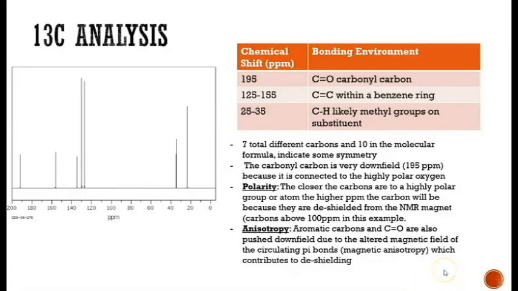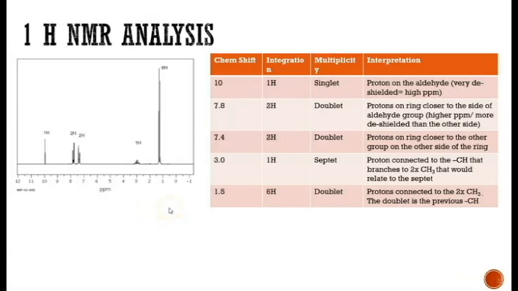So anisotropy, aromatic carbons, and also the C double bonds are also pushed downfield due to the altered magnetic field of the circulating pi bonds, which is anisotropy, which also contributes to the de-shielding. To further elucidate, we're going to have to look at the H NMR analysis as well. Now, to really get a good picture of what this molecule is, we can use the 1H-NMR analysis.